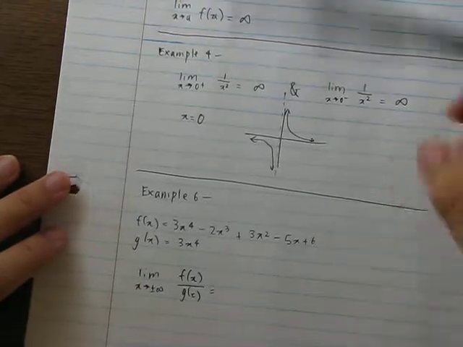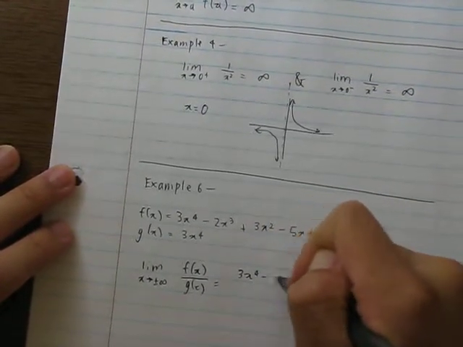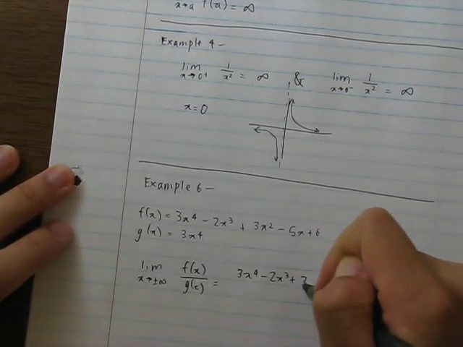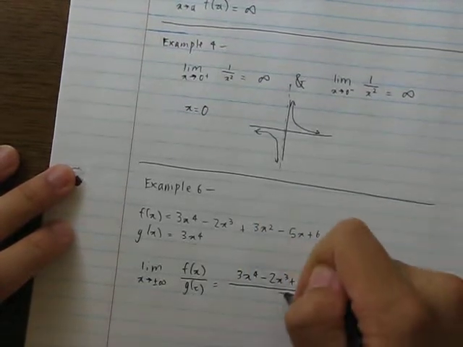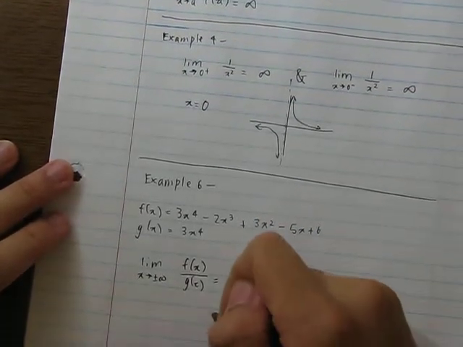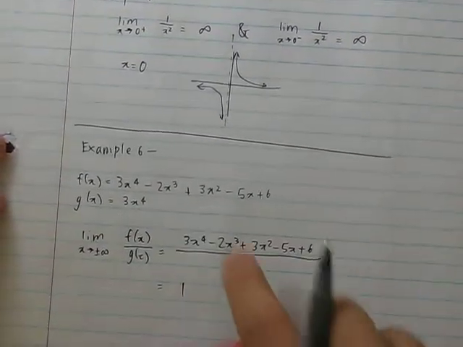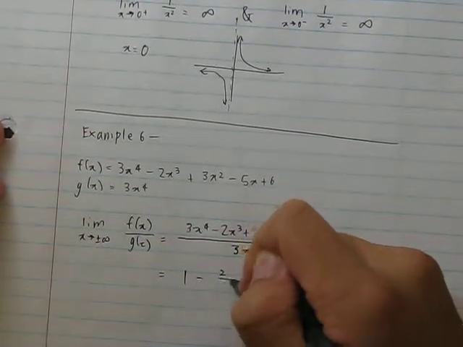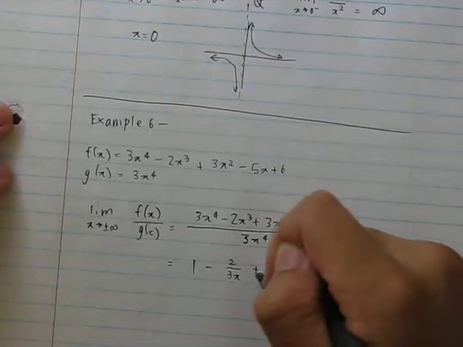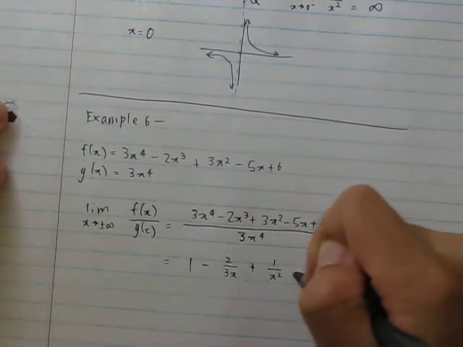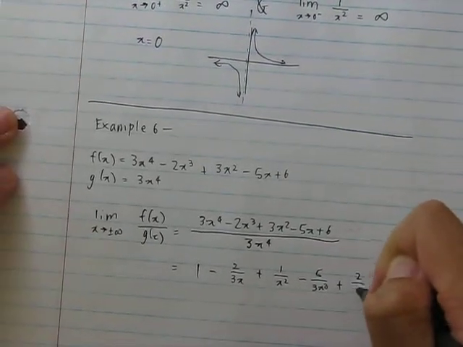And what you do is you divide by the highest term, right? And here, I'm going to write this out: minus 2x to the 3rd plus 3x squared minus 5x plus 6, over 3x to the 4th. When you divide, this is what you get. You take the first term divided by this, you get 1. Take the second, divide, you get 2 over 3x. Take this, divide by that, and you get plus 1 over x squared. And I'm just going to write out the rest: 5 over 3x to the 3rd plus 2 over x to the 4th.